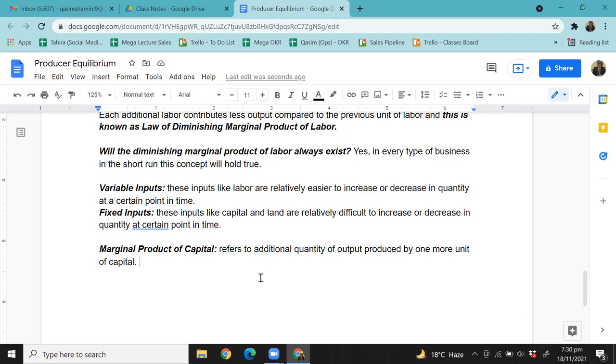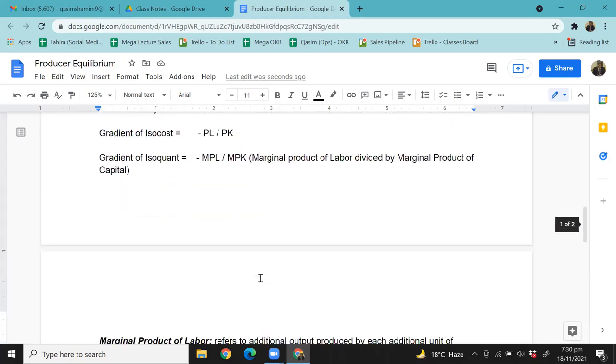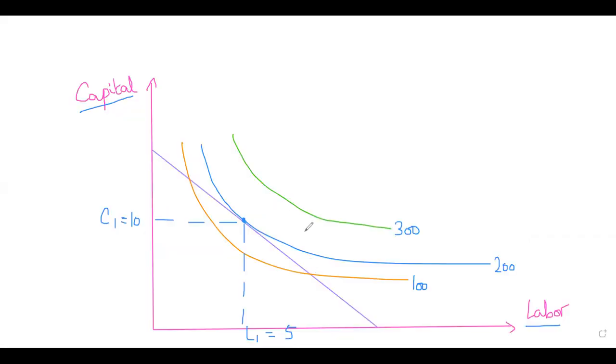Now let's come to the very main part where we are about to discuss this equilibrium point. Now coming to the very main part, to the producer equilibrium, right?